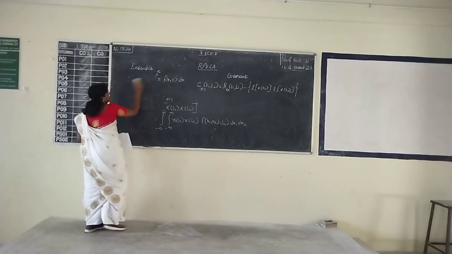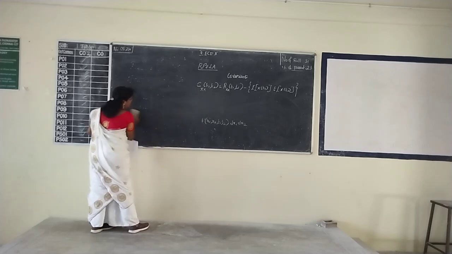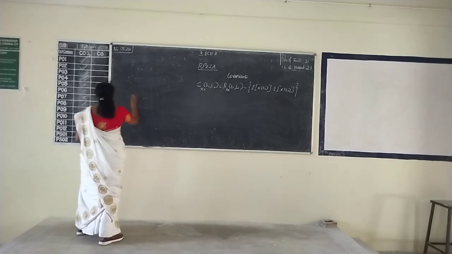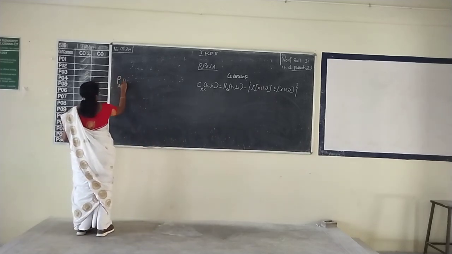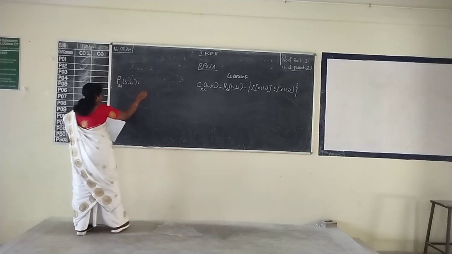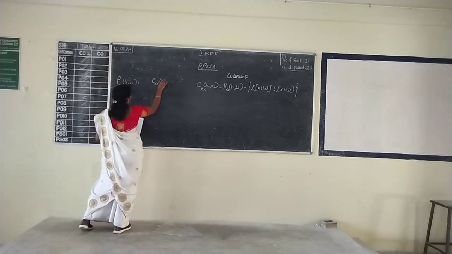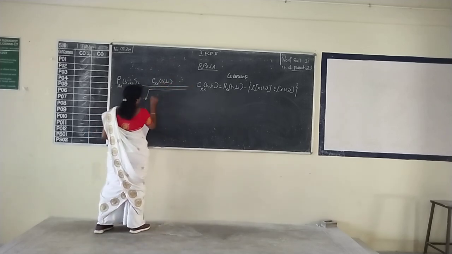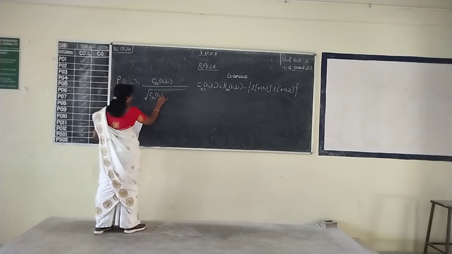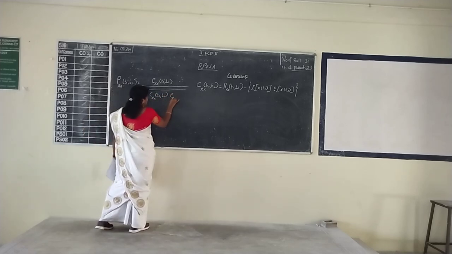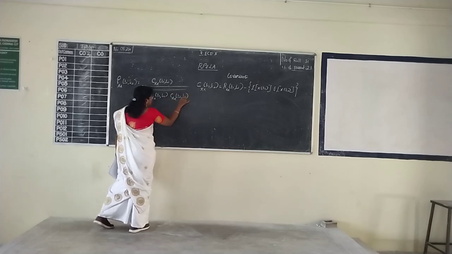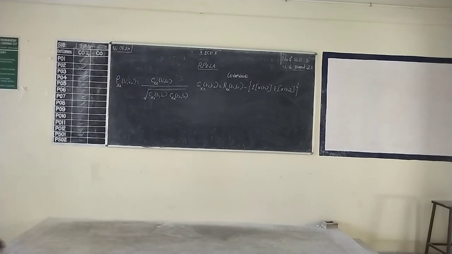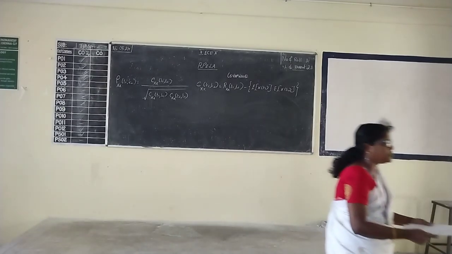This one, correlation coefficient. The symbol for correlation coefficient is rho. Rho xx of t1 comma t2 is equal to covariance Cxx of t1 comma t2 divided by square root of Cxx of t1 comma t1 into Cxx of t2 comma t2.